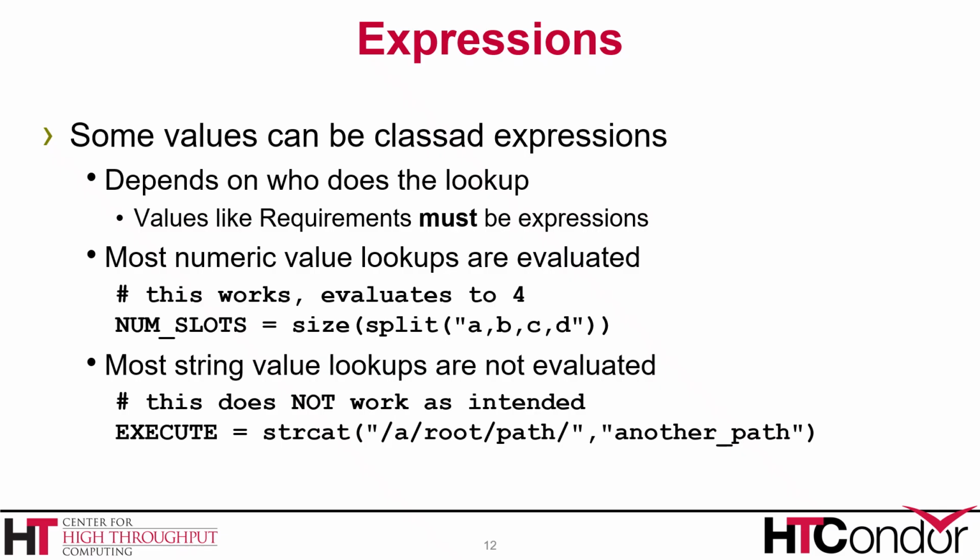Unlike most numeric values, string values, however, are generally not evaluated. So for example, in the startd, there's a config value called EXECUTE, which is the root directory of the scratch directory for jobs. And that needs to be a path name or really a string. And even though there are string functions in ClassAds, by convention or maybe by history, we do not allow those to be ClassAd expressions. And in the manual, it will not say the EXECUTE config knob is evaluated in the context of this or that.